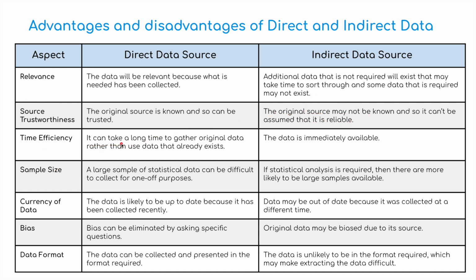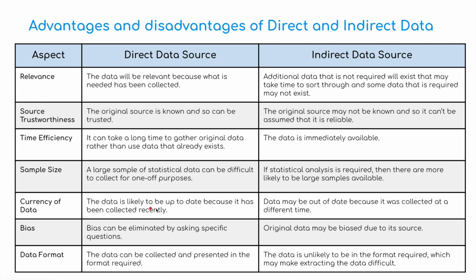Time efficiency. It can take a very long time to gather original data rather than using data that already exists. It's a lot quicker to do a search over the internet for something rather than going out and asking people on an individual basis. The data is immediately available. Okay, sample size. A large sample of statistical data can be difficult to collect for one-off purposes. If statistical analysis is required, then there are more likely to be large samples available with indirect data.